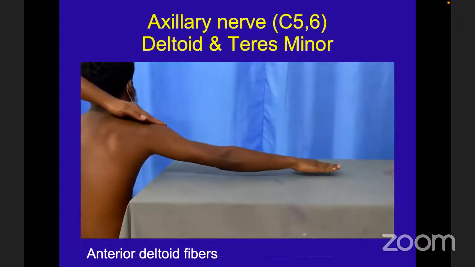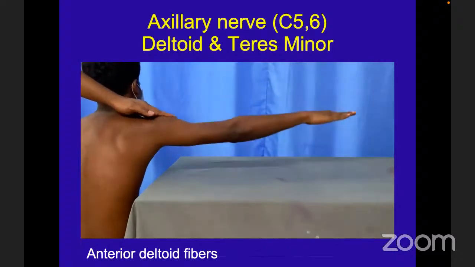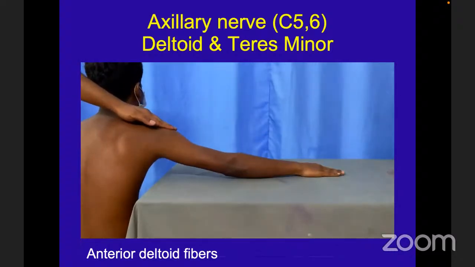And then the branches of the posterior cord are the upper subscapular, the lower subscapular, nerve to latissimus dorsi, axillary nerve, and the radial nerve. This is the mnemonic we remember these days. So you've done all those investigations, they're coming to the axillary nerve. The axillary nerve supplies the deltoid and teres minor.